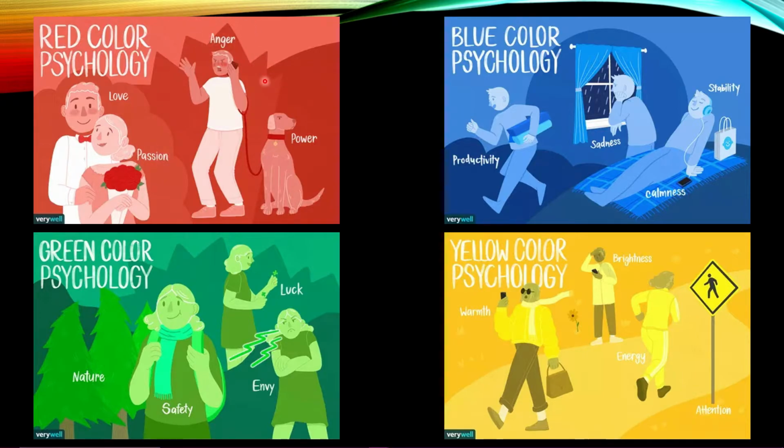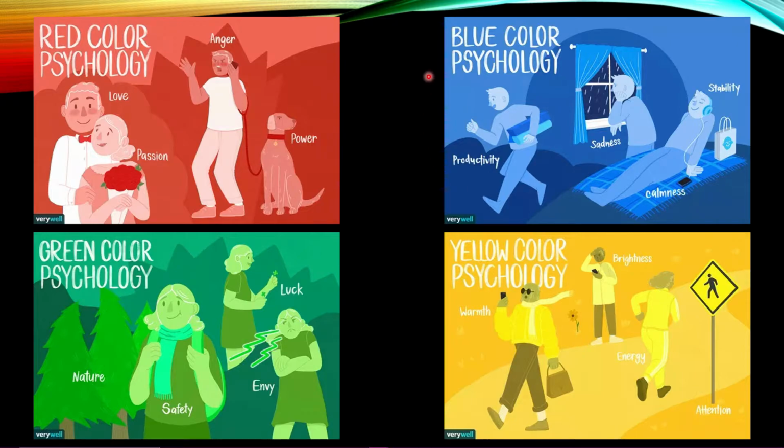Anger is one that did not show on that other slide. So we have anger, and you can also show power. Look at the man who's on the phone and his facial expression and how mad he looks. And then also look at the dog with power. Look at that face he has on.